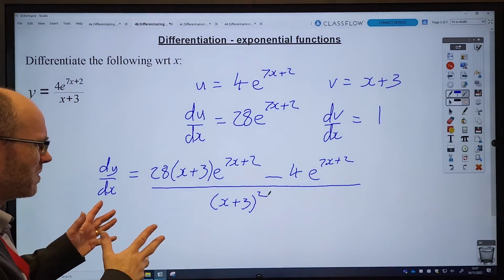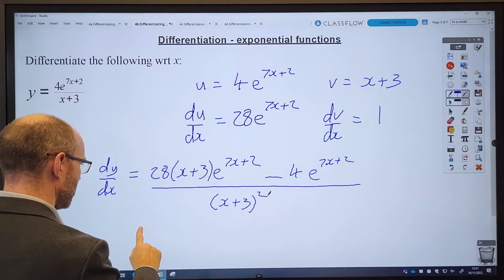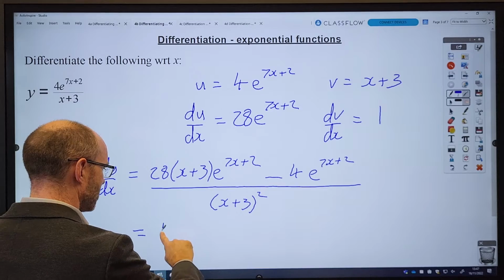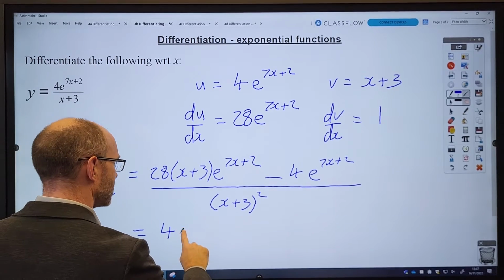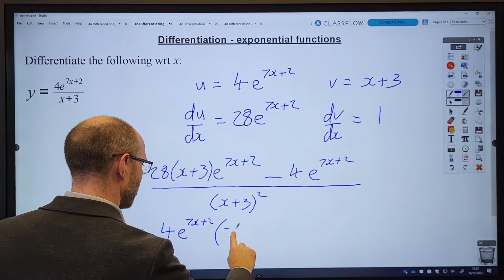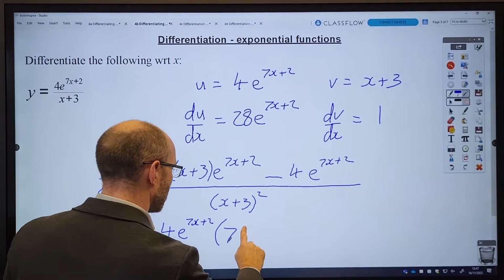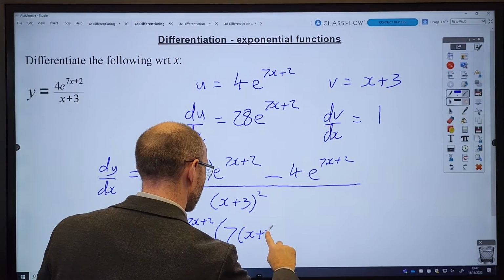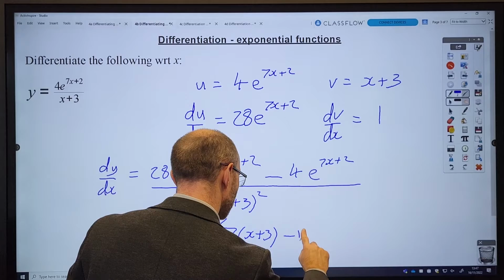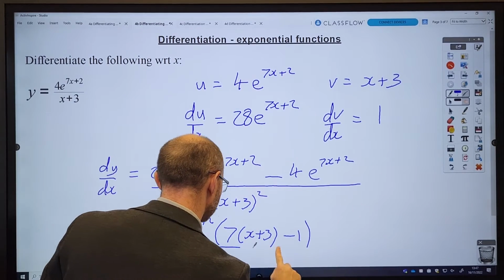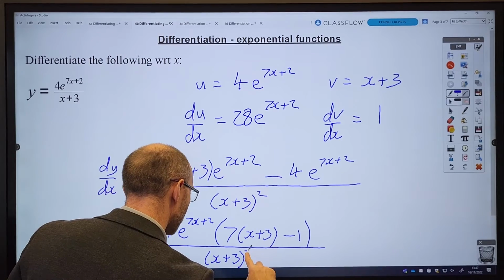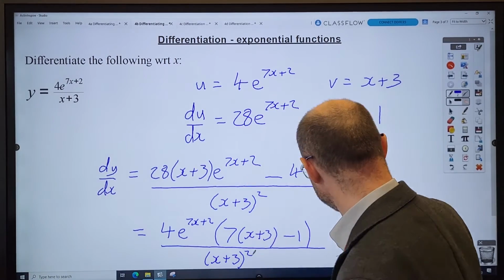You can simplify it a little bit by maybe factorising the numerator. So we can take out a factor of 4 between these two numbers, and e^(7x+2), which means we'll have 7 to get 28, (x + 3), and that's fine, and then minus 1, all over (x + 3) squared, and I can't go on from that anymore.